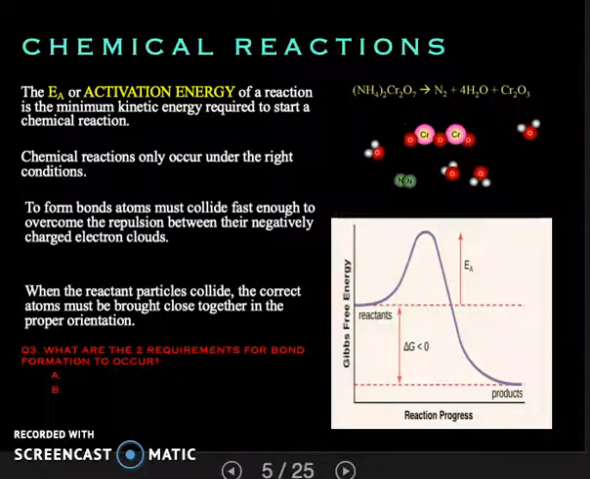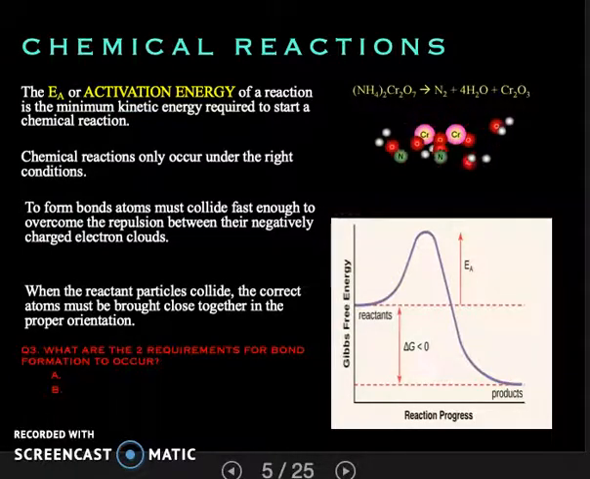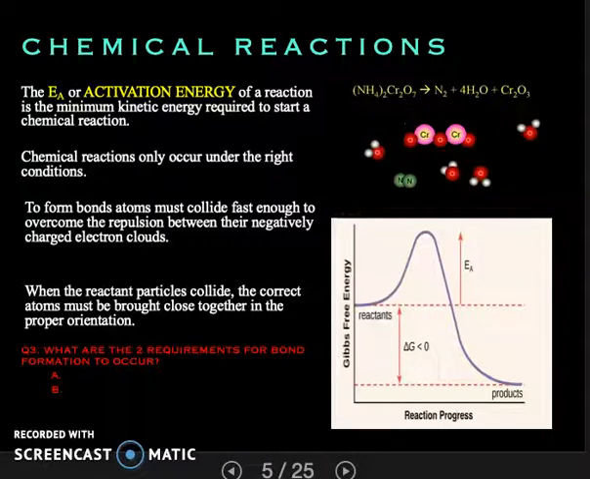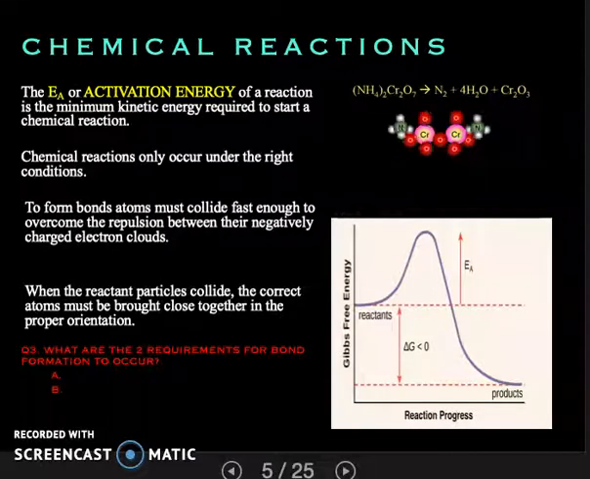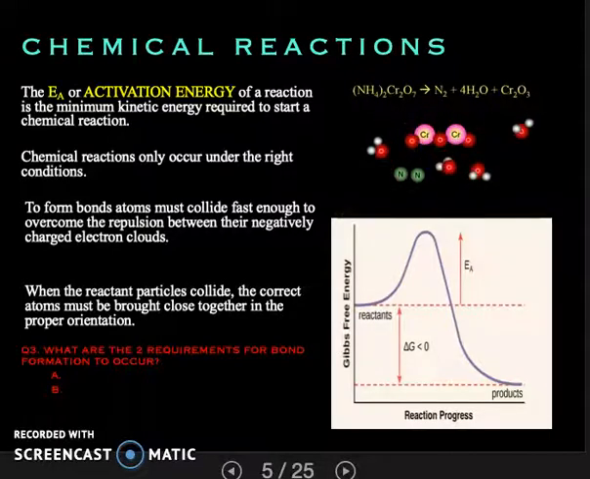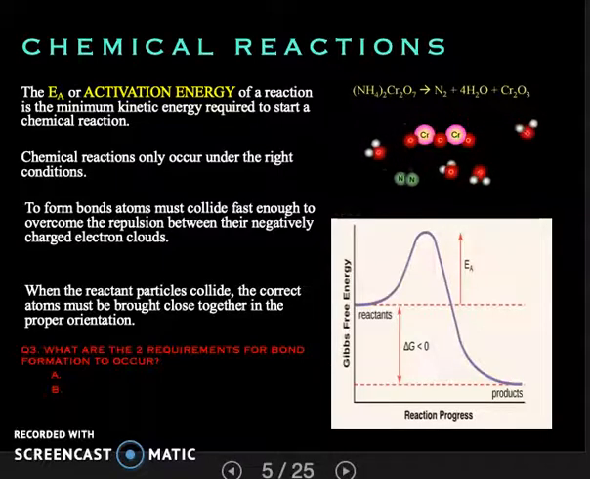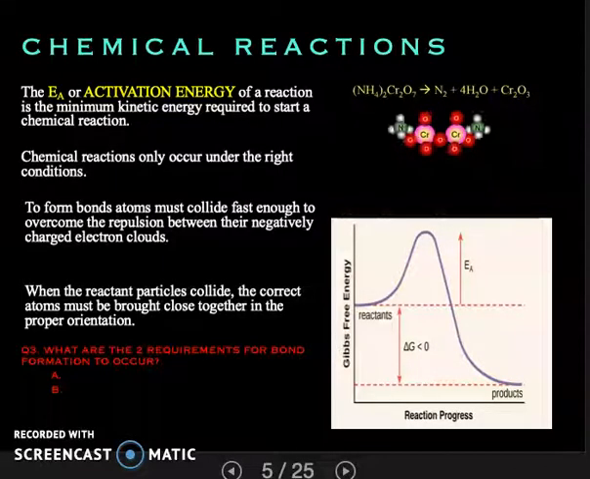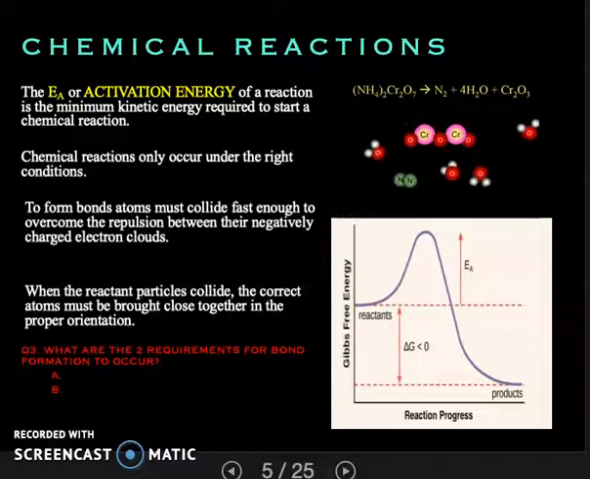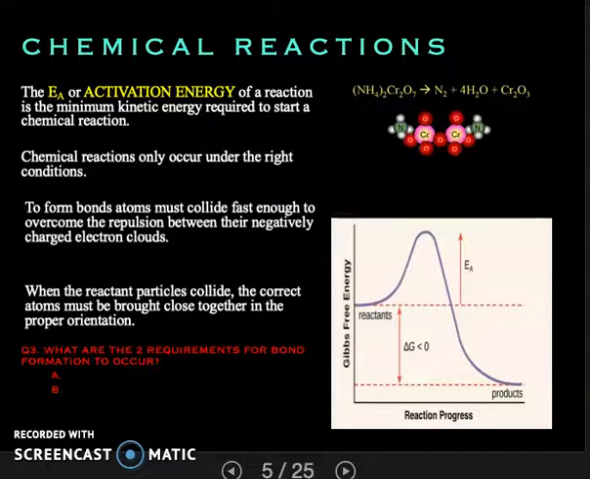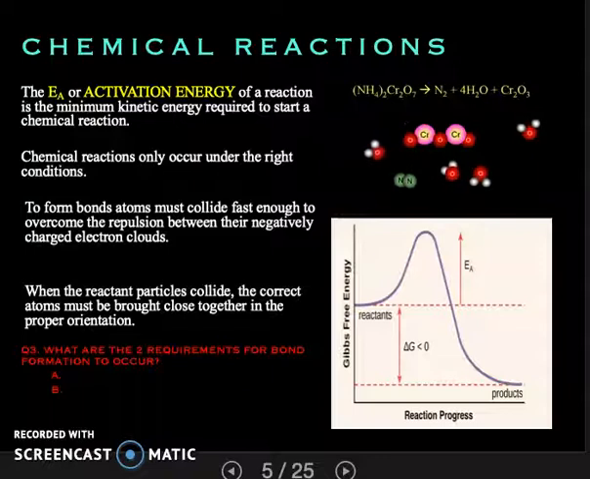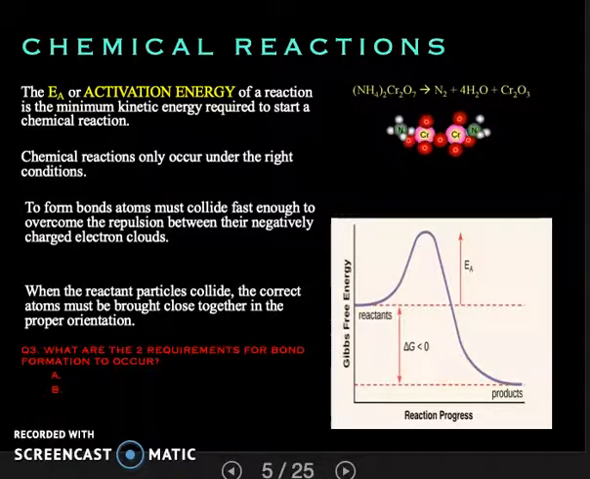So when we talk about chemical change or chemical reactions, there's a concept called the energy of activation. And the energy of activation is the minimum energy needed to start a chemical reaction. So there's two factors that limit the ability for a reaction to occur. Number one, the reactants have to come together with enough energy for them to form a bond.